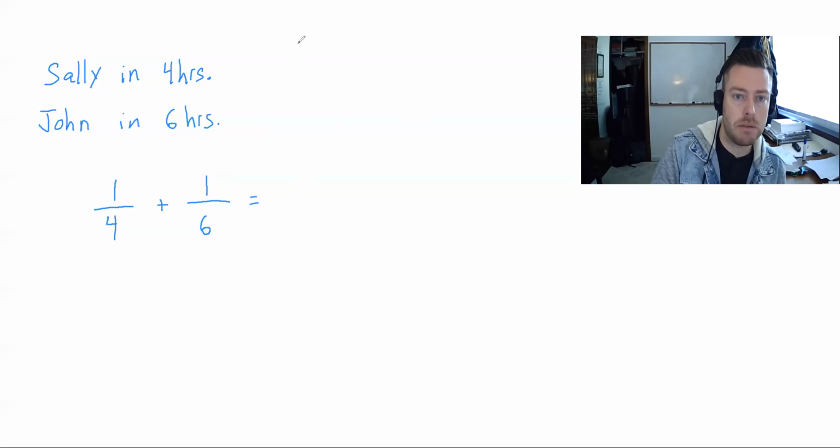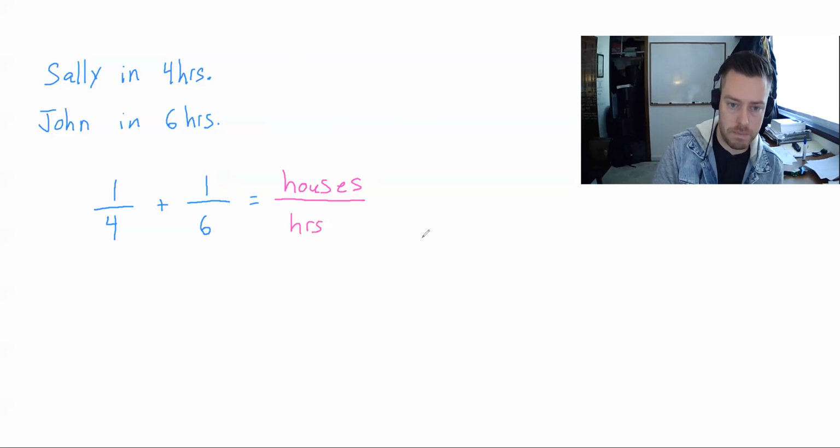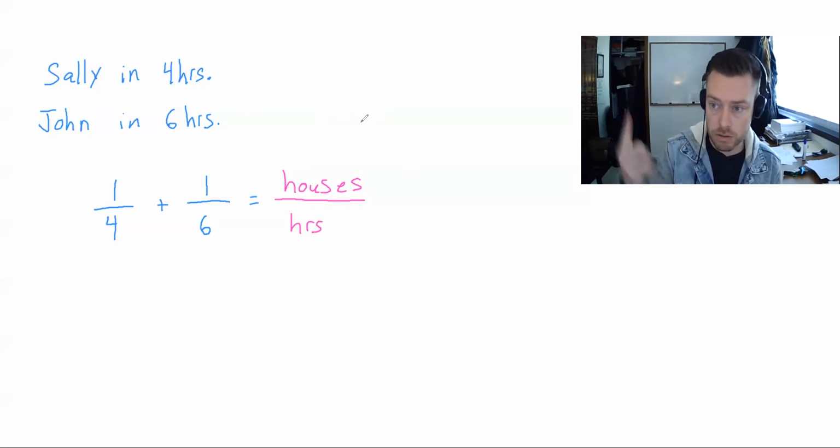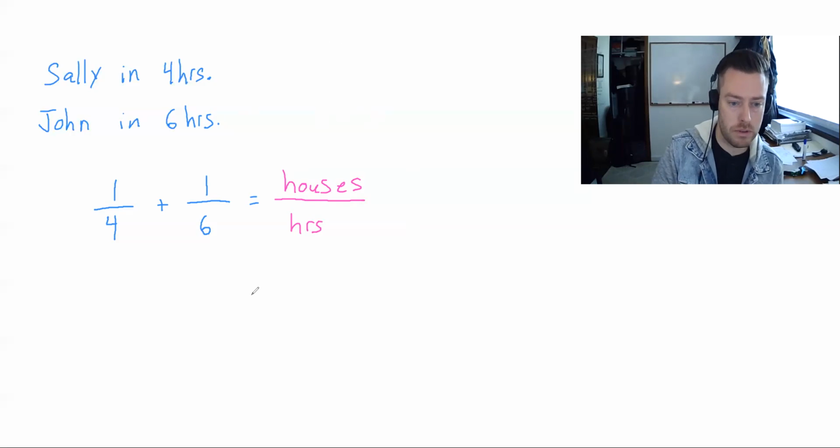So let's just say, I'll write this down here. Whatever our answer is, we're going to have houses on top and then hours on bottom, right? But the thing is, we know the houses because they're both working on the same house, one house. So therefore houses is one, right? I'll come down here. Houses is one, but we want to know how long it takes them. And so that is in hours. So let's just say as a variable X. Okay.